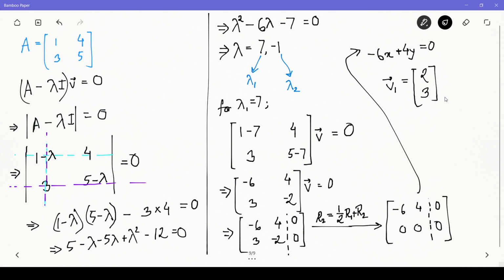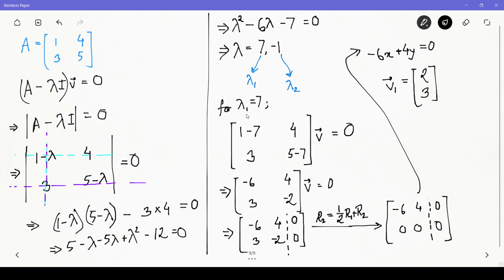Fine. So is the set of eigenvectors finite? Of course not. If I use any other scalar multiple of this vector, I'll be able to satisfy this equation. If I take 4 and 6, which is what you get after multiplying this column vector by 2, then minus 6 times 4 plus 4 times 6 will obviously give me 0. So any scalar multiple of v1 is a possible eigenvector that corresponds to the eigenvalue lambda sub 1.